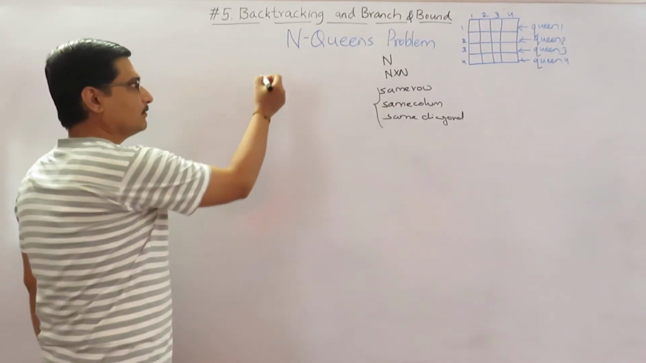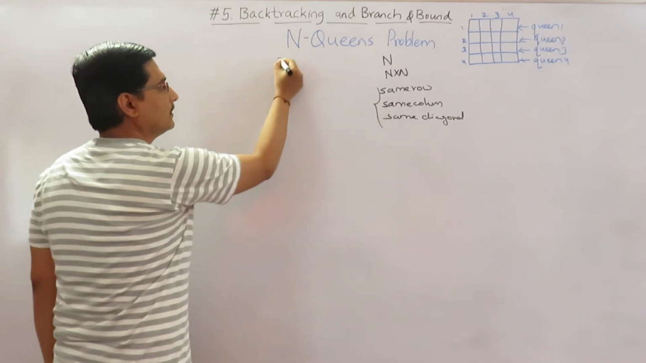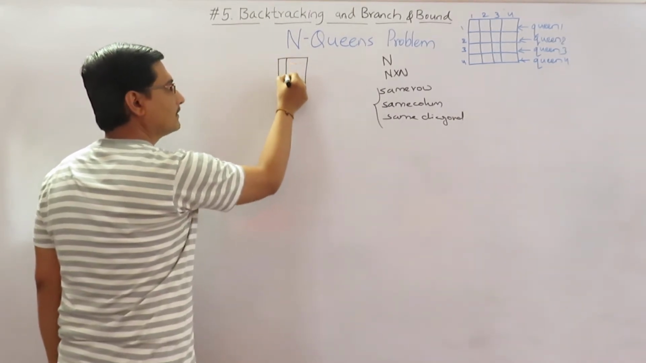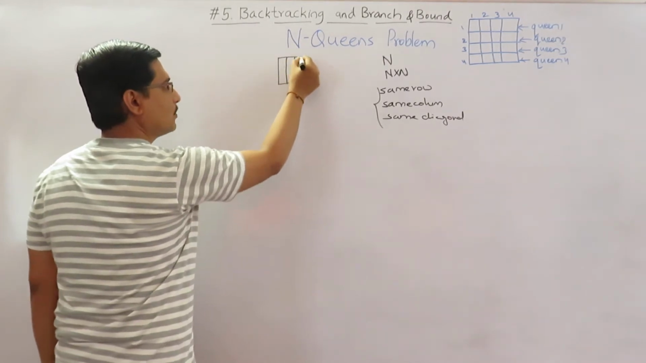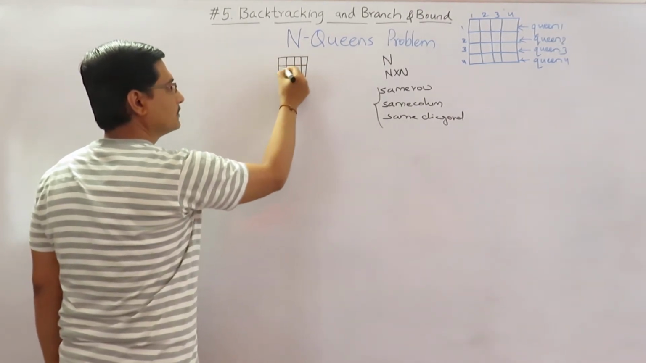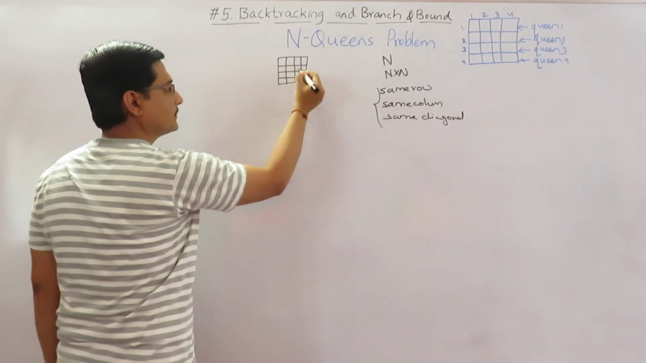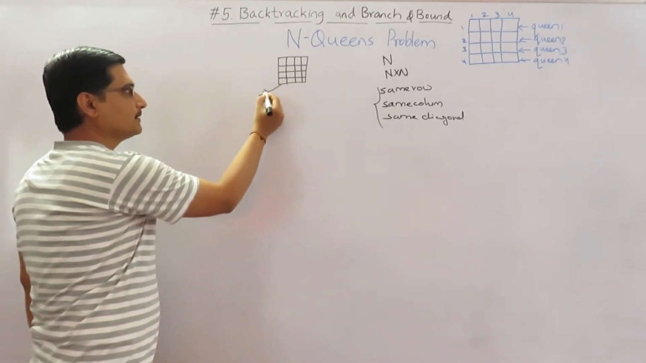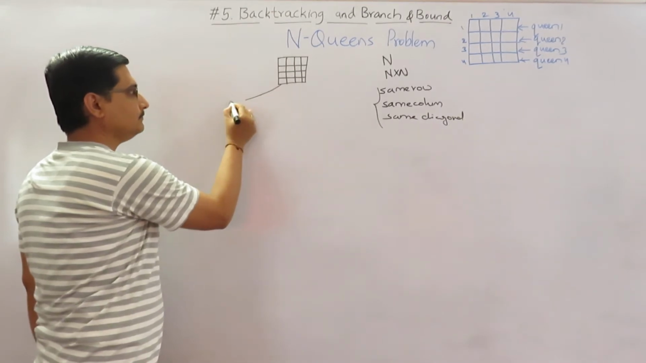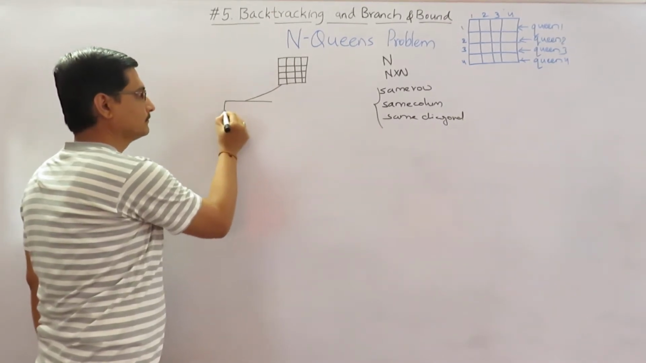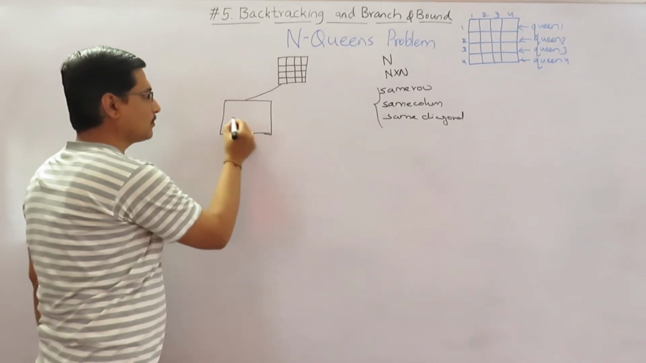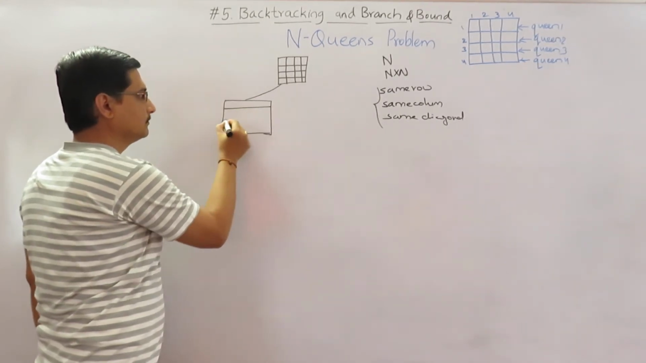So initially we are in search of a solution. No queens are placed on the chessboard at the root level. The chessboard is empty, 4 rows, 4 columns. So let us place the first queen in the first possible place. That is first row, first column.